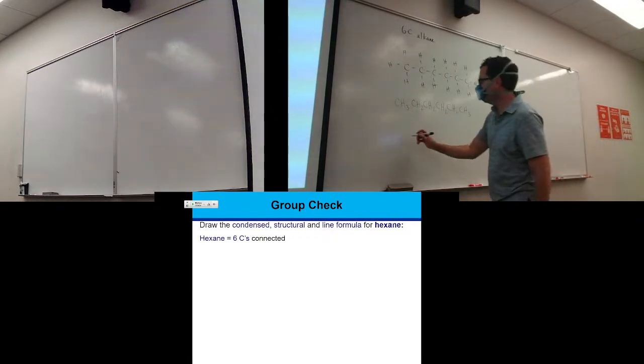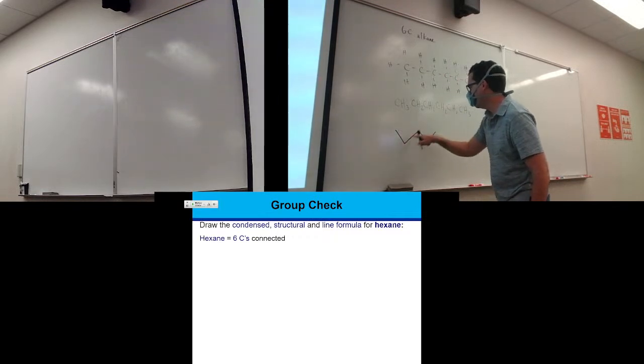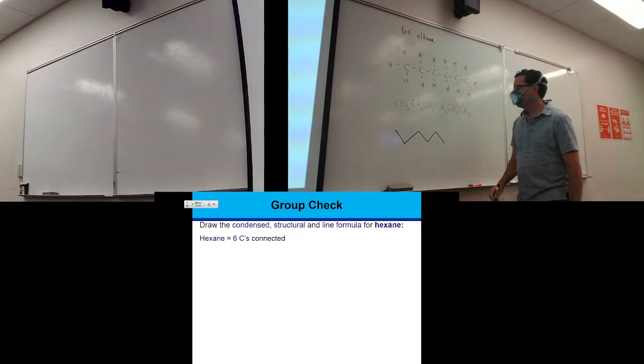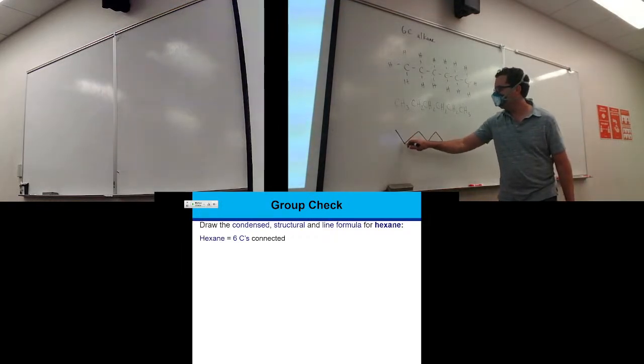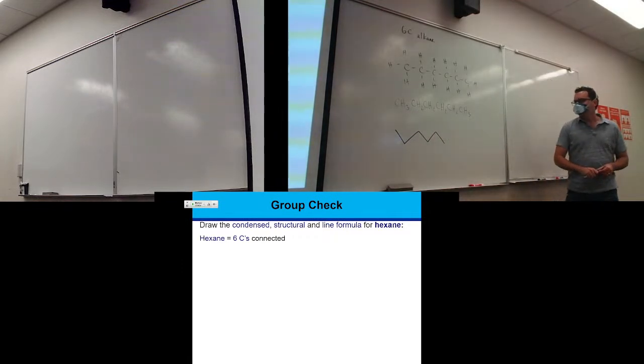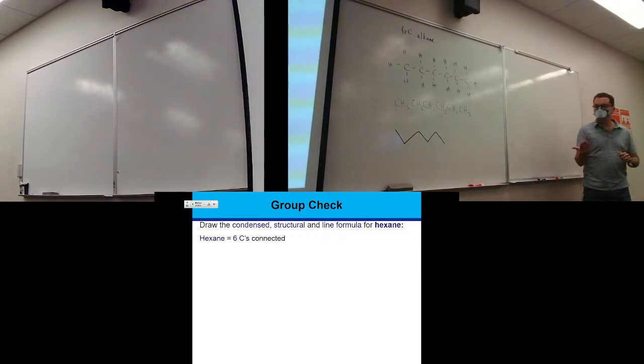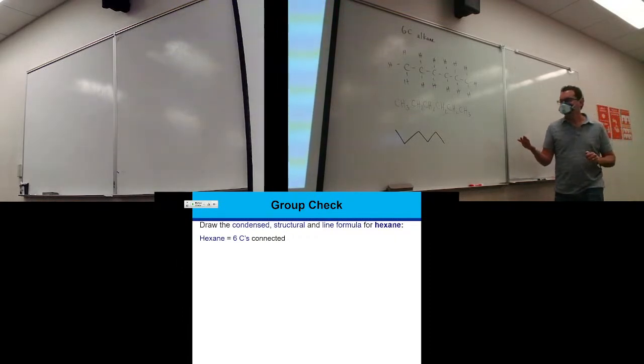And a line formula, 1, 2, 3, 4, 5, 6. So every end, 1, and every bend, 2, 3, 4, 5, 6 is a carbon. That's hexane as the line drawn. The reason we do it zigzag is otherwise you wouldn't be able to see the bends. But, if you guys remember from 221, everything's tetrahedral. So they kind of do this zigzag pattern when they do these. If you ever build this, you'll see it.